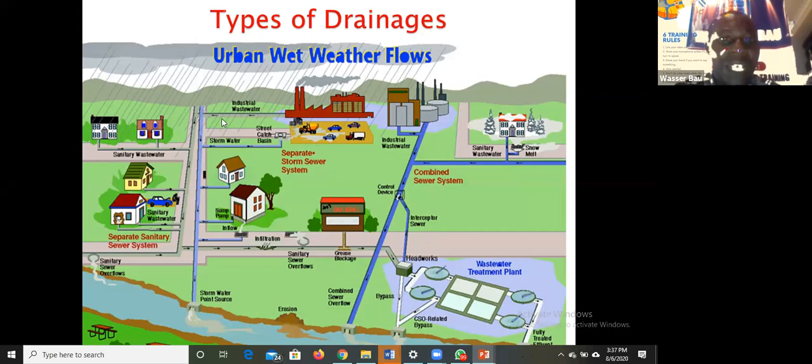Why the stormwater? Stormwater doesn't have to go to the treatment plant. It flows directly into the open water. Like in Abuja, most of the stormwater in Abuja goes into the Jabi Lake. The way Abuja is designed, at least for phase 1 and phase 2, Jabi Lake is a major holding body.